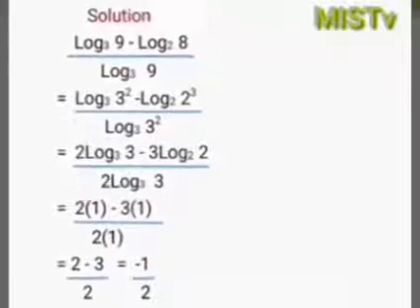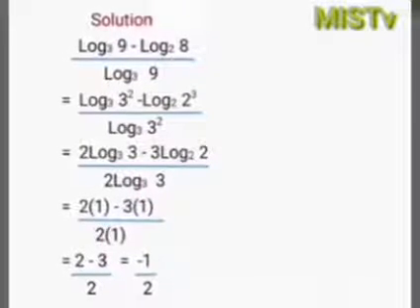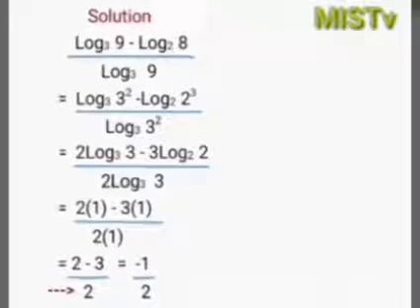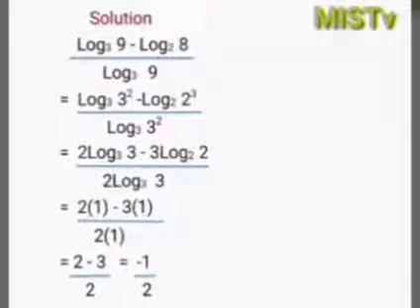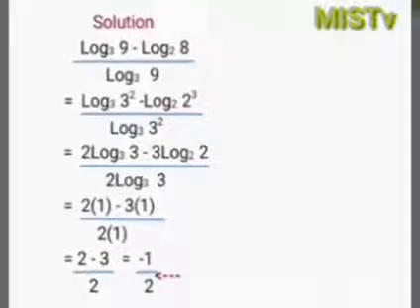2 times 1 is 2. 3 times 1 is 3. Now we have 2 minus 3 all over 2. 2 minus 3 gives minus 1. Therefore, the answer is minus 1 over 2.